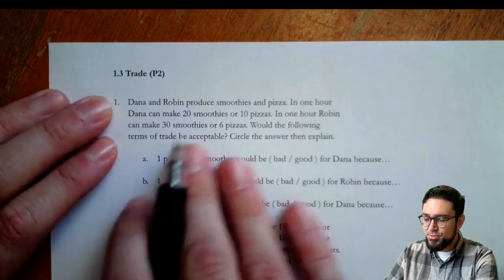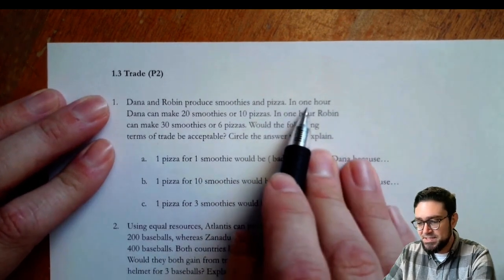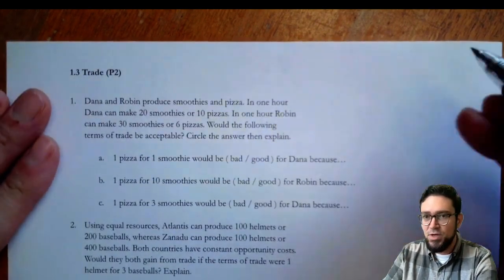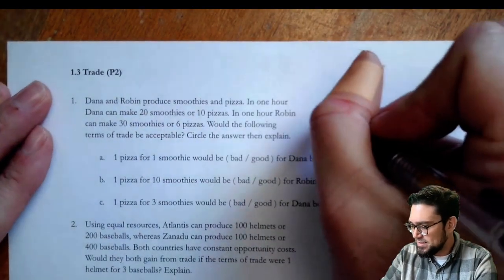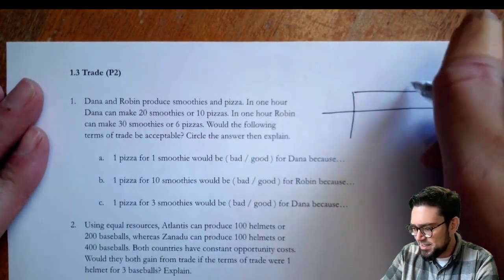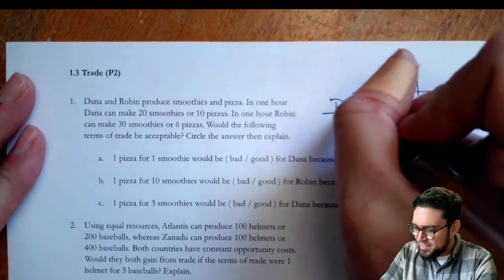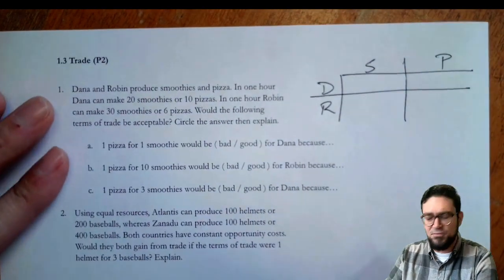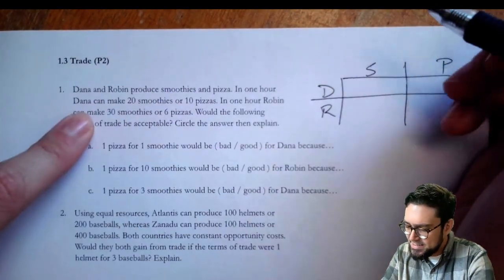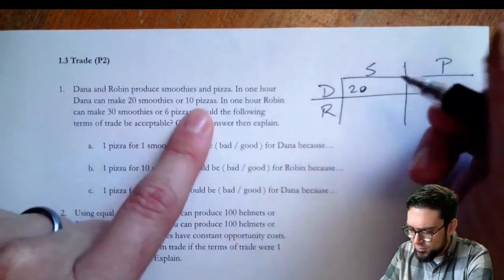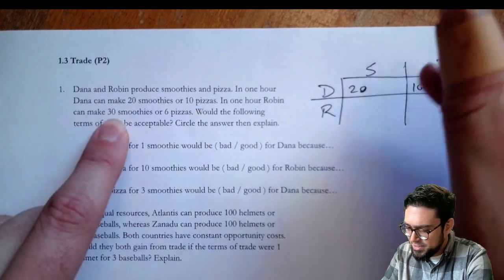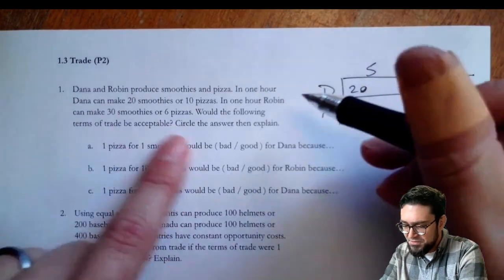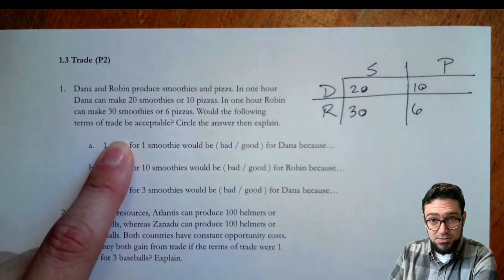Okay, so our first problem is an output problem. It tells us that in 1 hour, Dana can make a certain number of this and that, and Robin can do that too. In order to do this, we're going to need to take that comparative advantage table and set that up here in the corner. Dana and Robin, and what are they making? They're making smoothies and pizzas. Dana can make 20 smoothies or 10 pizzas, and Robin can make 30 smoothies, good for you, Robin, and 6 pizzas, not as cool. Would the following terms of trade be acceptable? Circle the answer, then explain.